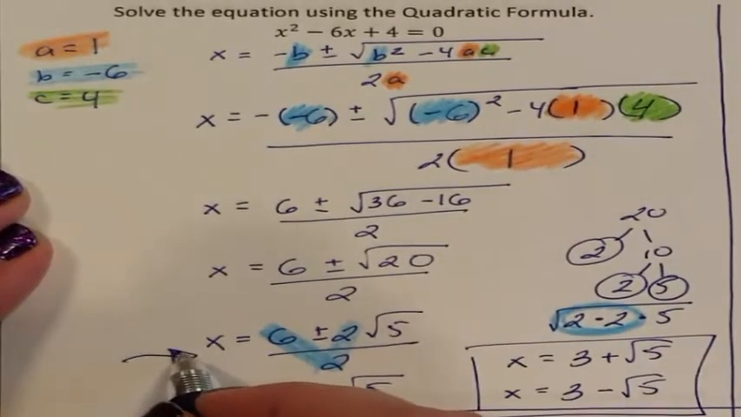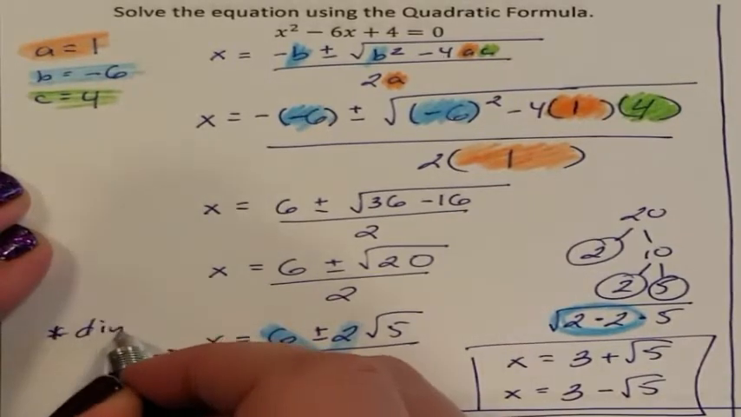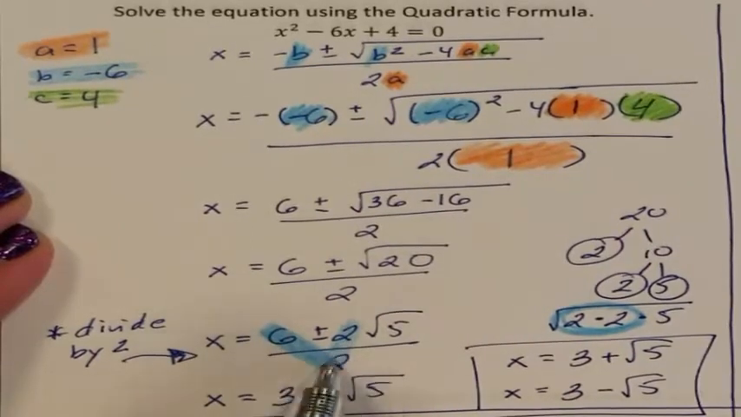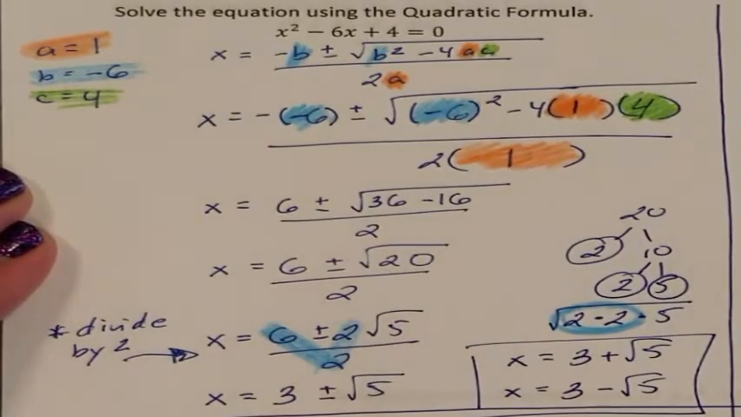And so right here, what did we do? We divided by 2. And the reason why we divided by 2 is because you can simplify your fraction, and you need to know how to simplify fractions.